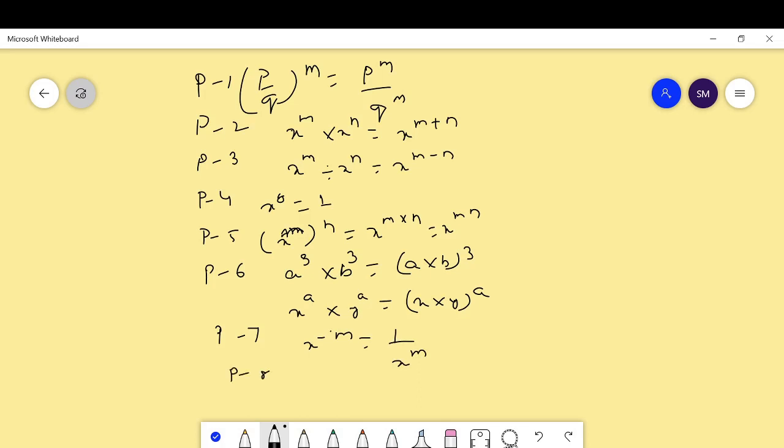Then property 8 says x into y to the power m means x to the power m into y to the power m. Another property, property 9, says x upon y to the power m is equal to x to the power m divided by y to the power m. Okay, this is the summary of the properties of exponents.